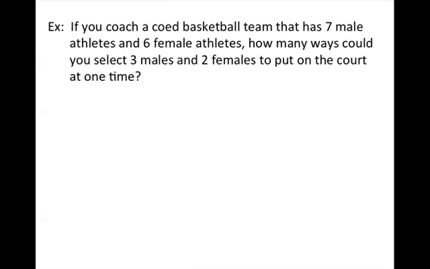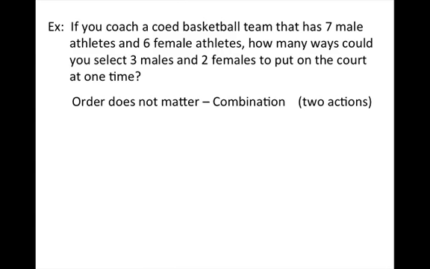In the next example, if you coach a co-ed basketball team that has 7 male athletes and 6 female athletes, how many ways could you select 3 males and 2 females to put on the court at one time? Now, if you think about a basketball team, if I'm selecting 3 of the 7 men, the order I select them does not matter. They go out on the court all at the same time. Since the order doesn't matter, it's a combination, but I do have 2 separate actions. I'm going to keep my men and my women separate since I have to have 3 men and 2 women out on the court.